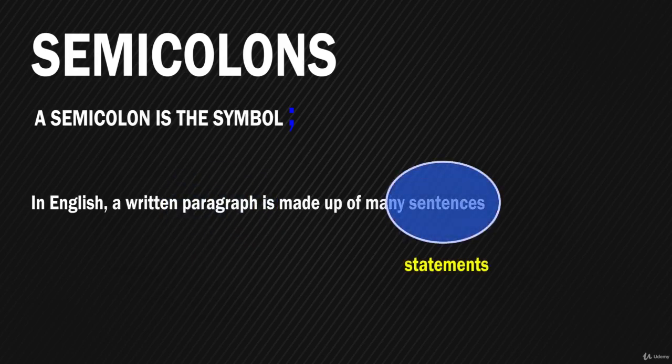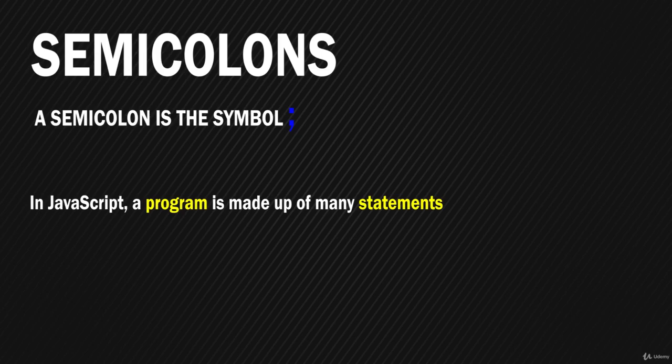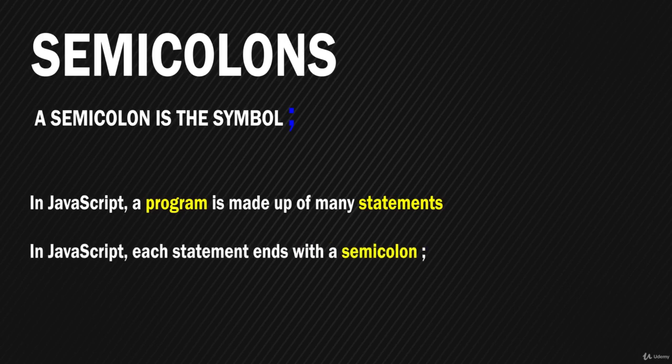So we could replace that whole statement with this. In JavaScript, a program is made up of many statements, just like in English, a paragraph is made up of many sentences. In English, a sentence ends with a full stop. In JavaScript, each statement ends with a semicolon.